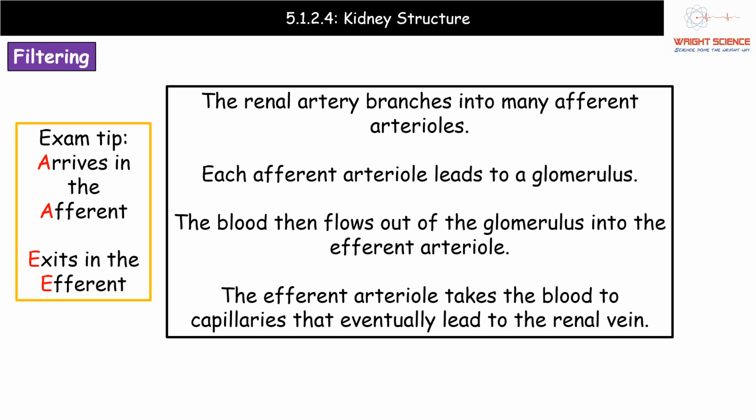Be careful, it's so easy to mix up your afferents and your efferents here. So we've got a little bit that we can use as a hint on the left hand side there. When we're talking about the afferent, starting with the A, that's the one that is arriving. Okay, so the blood arrives in the kidney through the afferent arteriole. And then it's going to exit with the E through the efferent arteriole. So just make sure you get the afferent as the arrival, the efferent as the exit.